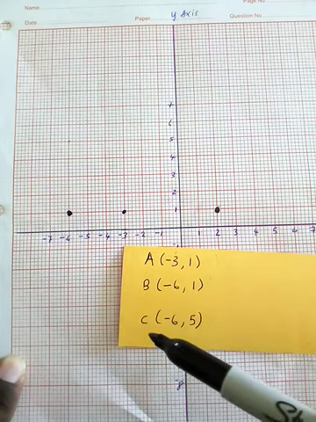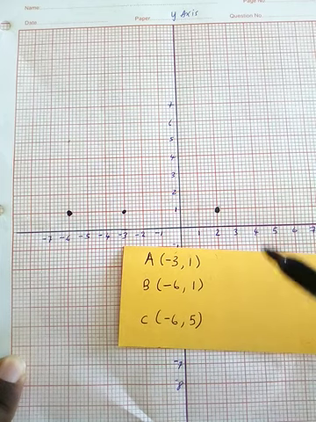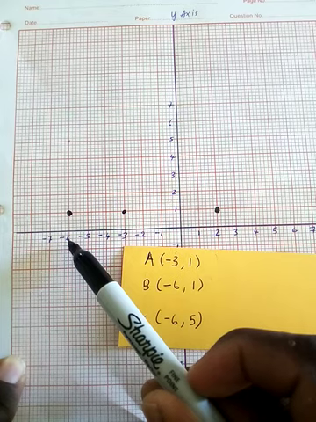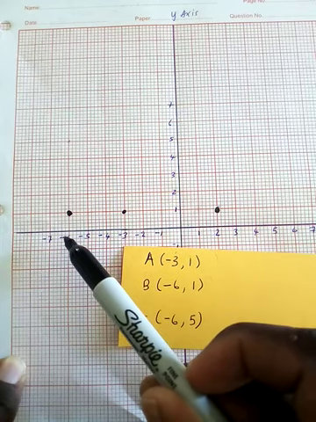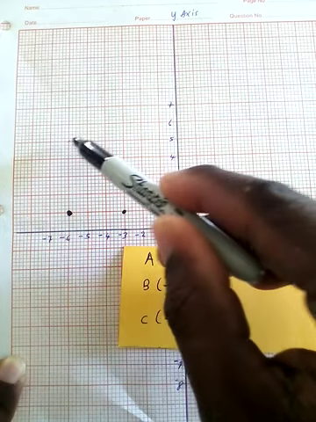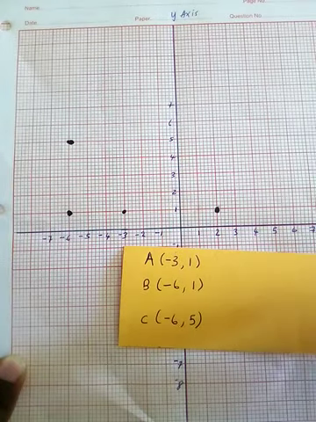Point C, -6, 5. So we find -6 again on the horizontal axis, which is the x-axis, and we want +5, so we go up to find +5. And there we have another point.